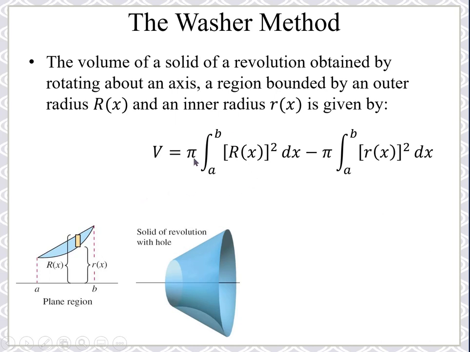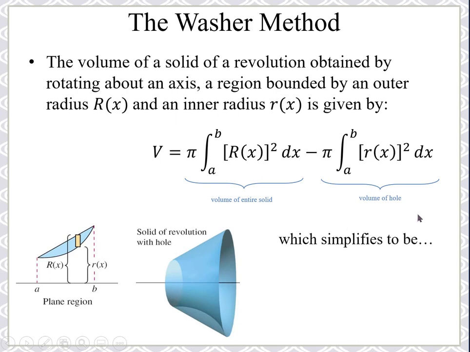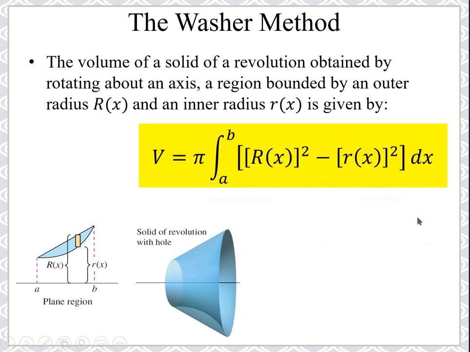And so we have this. We're looking at pi times the integral from a to b of big R of x squared dx. Remember, the dx is like the height of your cylinder, minus pi, the integral from a to b of little r of x squared dx. So again, we're looking at the outermost radius minus the innermost radius. So the outermost function minus the innermost function. That's the volume of the entire solid with the hole removed. This is not the final formula, because you can simplify this with your properties of definite integrals and get that. So that is the formula that you should write down for the washer method.